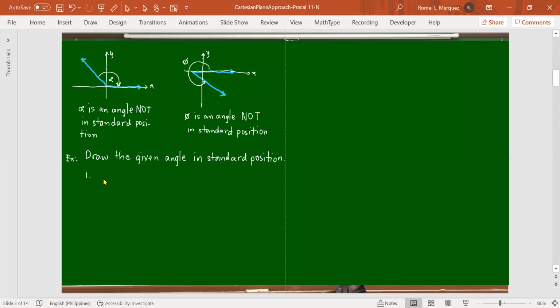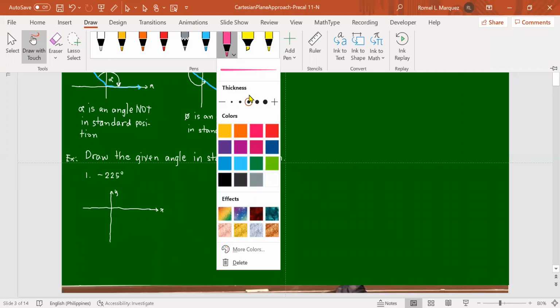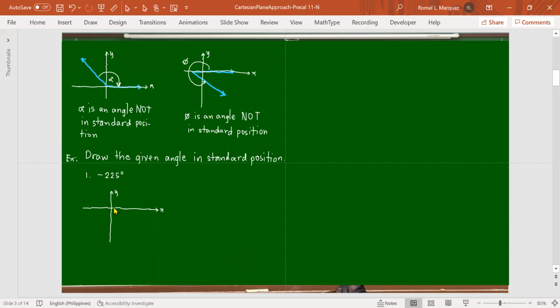So number one, let's say I ask you to draw negative 225 degrees. Negative 225 degrees is a negative angle. So what is the direction, guys? What's the direction when I draw it? Clockwise. So we have negative 225.